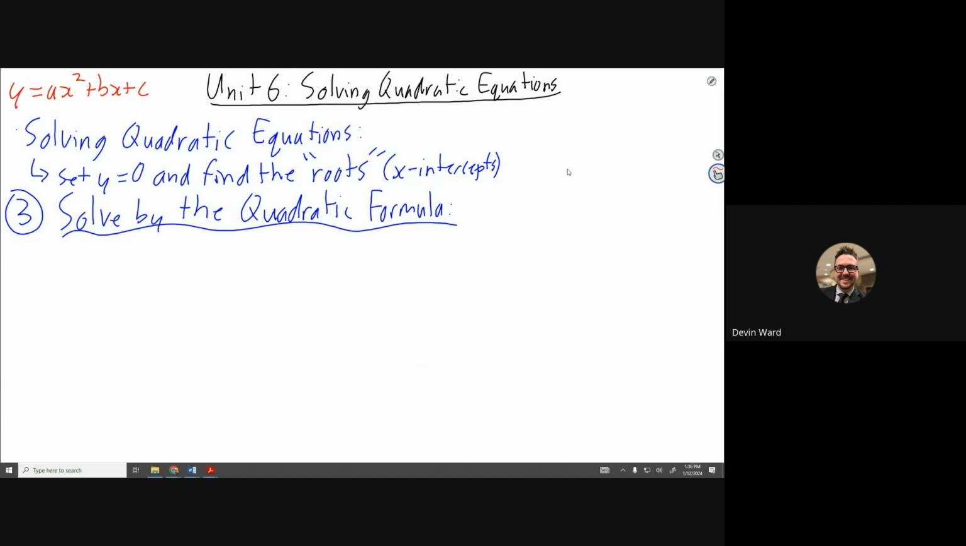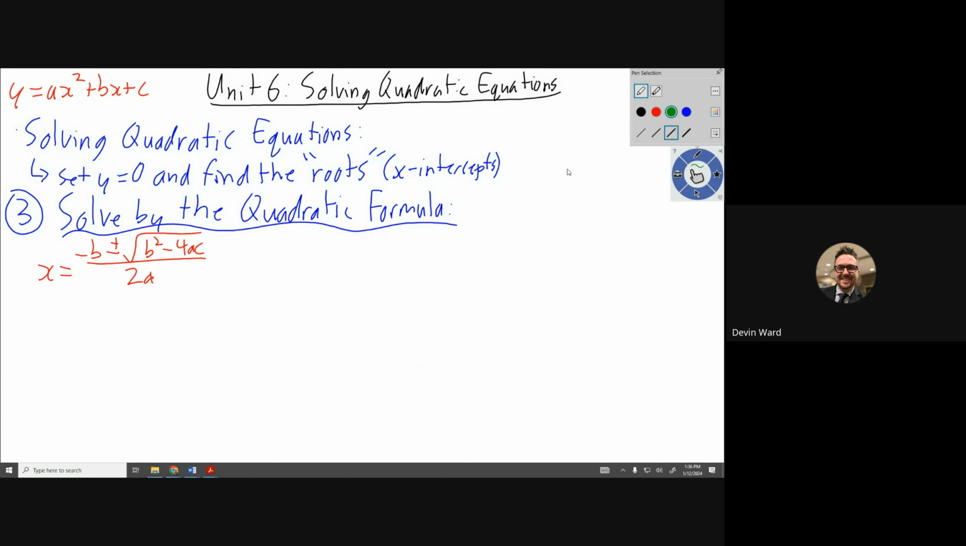it. Okay? Quadratic formula is, remember, x is equal to negative b plus or minus the square root of b squared minus 4ac all over 2a. Okay, that is our quadratic formula. So we have a, b, and c, and that is how we solve for x.